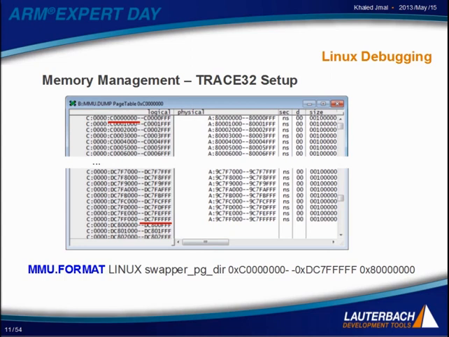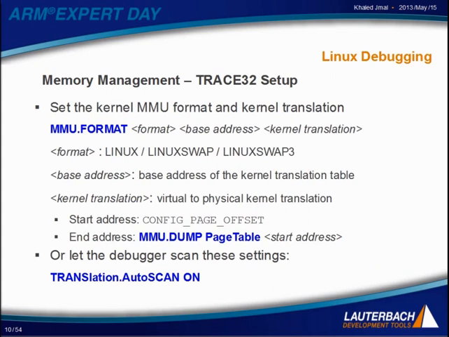But you can also use the debugger to have this information. For example, here we don't have a swap table, so we are using mu.format and then the standard format Linux, and then this start address of the kernel page table, which is swapper_pg_dir, C and 7 zeros, which is the virtual start, to DC7FFFFF mapped to 8 and 7 zeros physically. There is also a way, we have a new command where you can let the debugger automatically scan these settings, and it is translation.autoscan.on. So if you enable this, the debugger will automatically scan these settings.